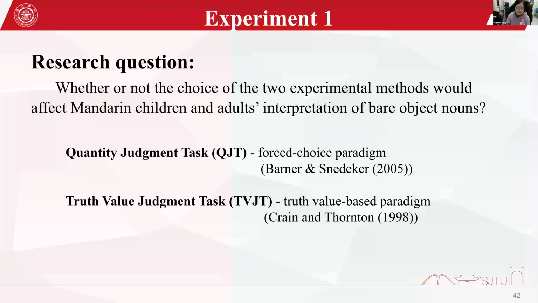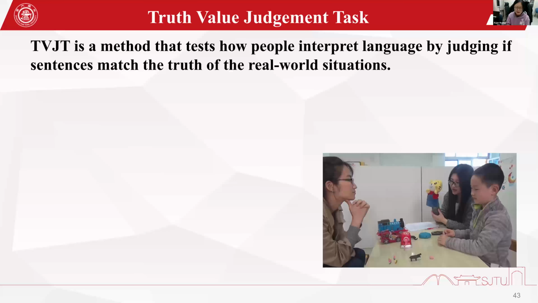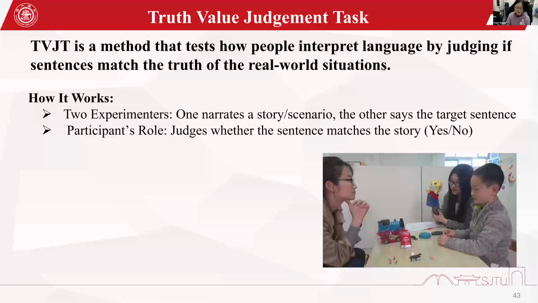So our research question is whether or not the choice of the two experimental methods would affect Mandarin-speaking children and adults' interpretation of bare object nouns in experiment 1. We are already familiar with quantity judgment task. Let me say more about truth-value judgment task. This task is a method that tests how people interpret language by judging the truth value of sentences against the real-world situation.